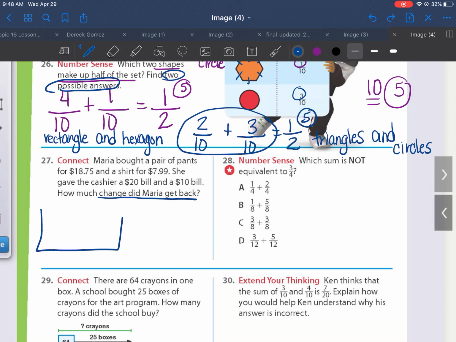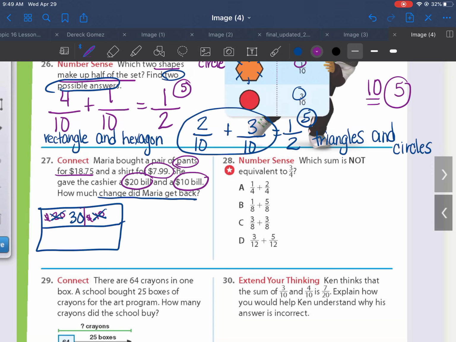So I'm going to go ahead and do my strip diagram right away. And I think I did that too big. So what is my total? How much money does Maria have in all? It says that she gave the cashier a $20 bill and a $10 bill. So the total is the $20 bill and the $10 bill. So what is that total? 20 plus 10 equals 30.